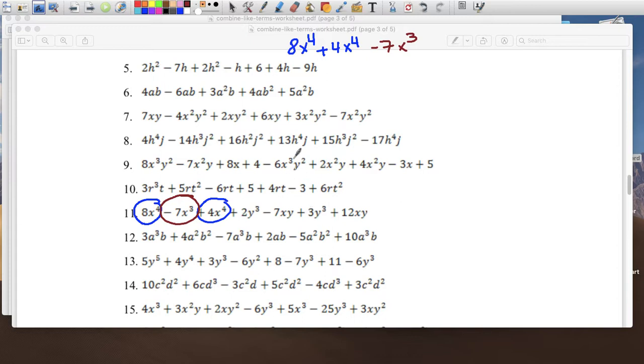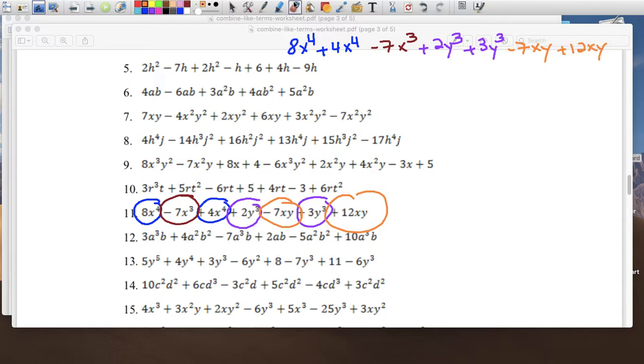Actually, there's no one else. That's it. But there is a y here, so there's a +2y to the 3rd power. And if anything y to the 3rd power, there is one right here. So +3y to the 3rd power. And the leftover, we have these guys here. -7xy, and then +12xy.